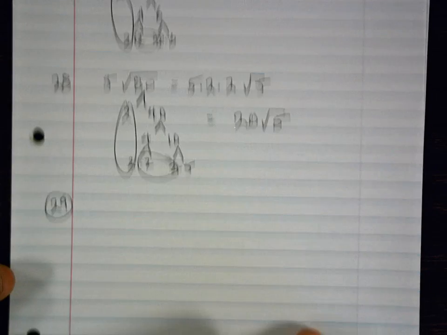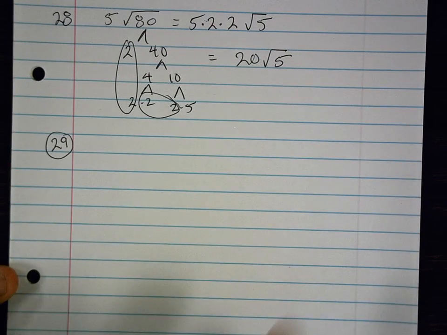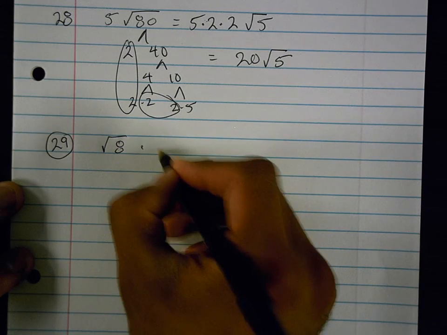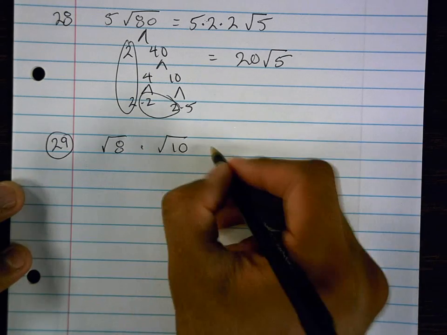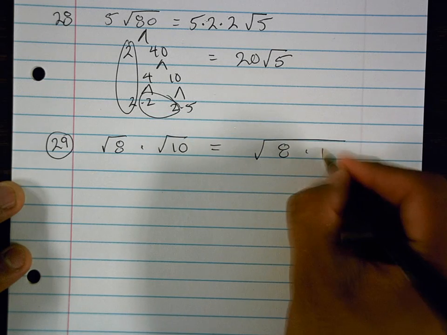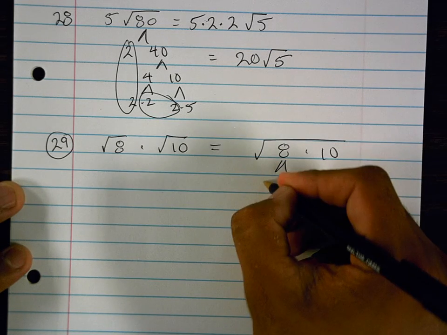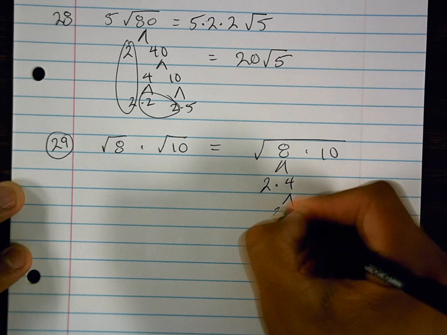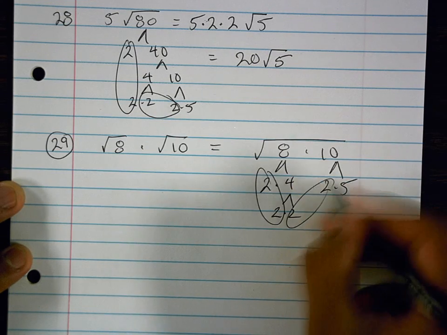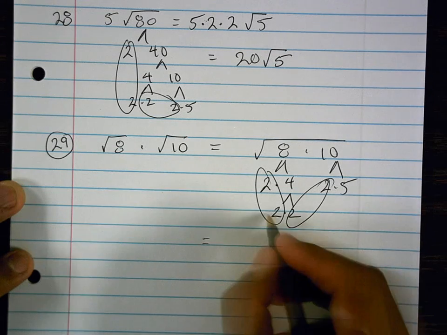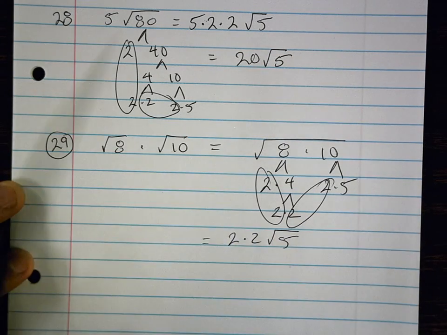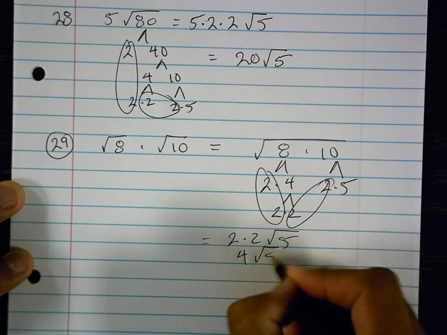29. 29 says the square root of 8 times the square root of 10. So this is where we can put them underneath the same radical. And so this equals the square root of 8 times 10. Don't actually multiply because we're going to break these up. Okay, there's a pair of 2's and there's a pair of 2's. So 2 times 2, we're left with a 5, and you're going to realize it's kind of the same as the last problem. 4 root 5.